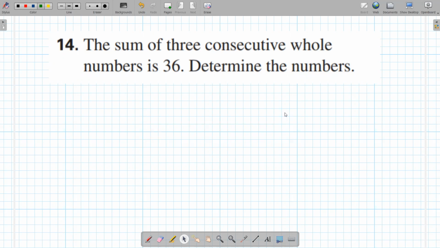So you can just guess and check that, right? But how would you actually solve this? We need to show our steps. Again, remember, whatever is missing is always x. So what does consecutive whole numbers mean? It means like this, 7, 8, 9, 1, 2, 3, one after another. Now, if I told you the smallest number out of the three for us is x, okay? What's the next number in terms of x?